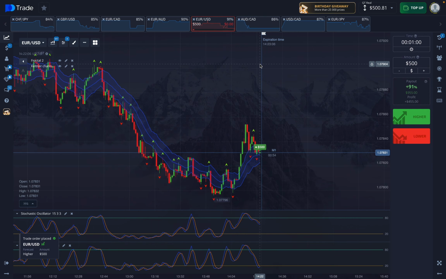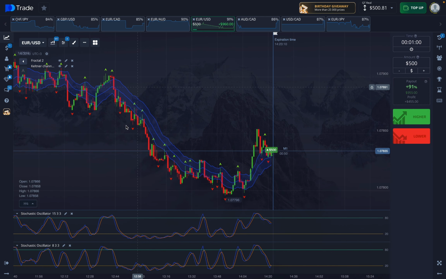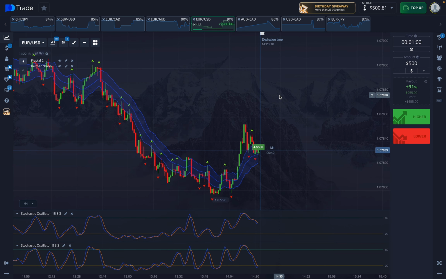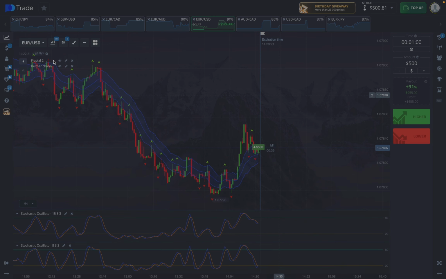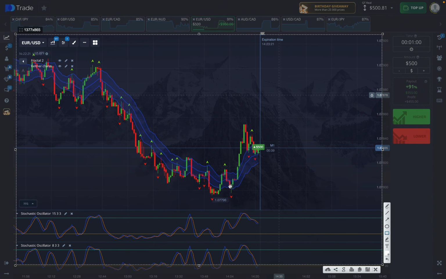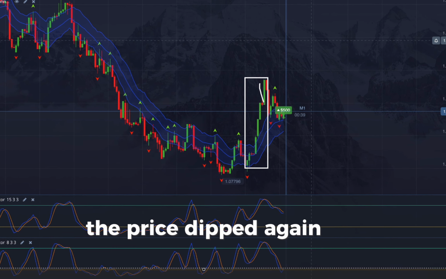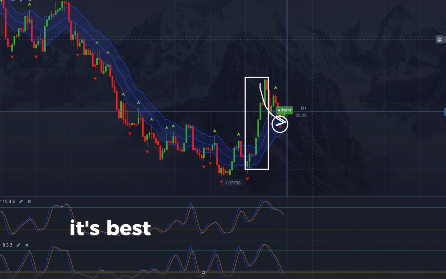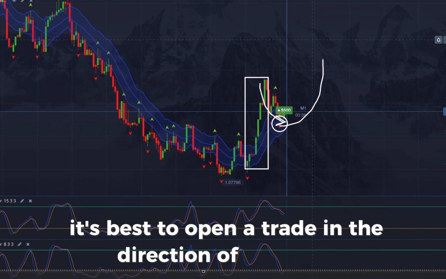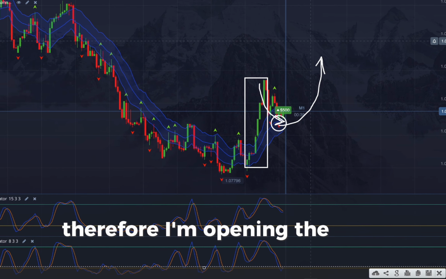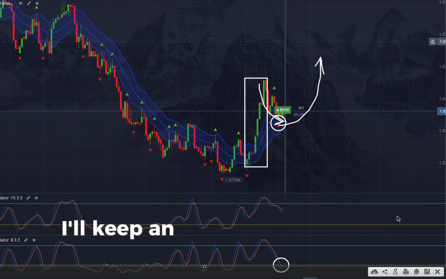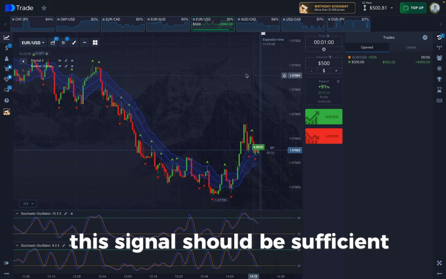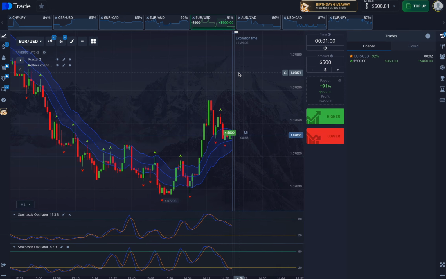Here, I want to open a trade for an upward movement. I believe that after this correction, the price will start to recover. Based on the stochastic oscillator with a period of 8, we can see that there are rising volumes. After the correction, the price dipped again and entered the inside channel, updating the local minimum. In such cases, it's best to open a trade in the direction of the trend. Therefore, I'm opening the trade for an upward move, and also, I'll keep an eye on the exit from the oversold area by one of the oscillators. This signal should be sufficient, and let's check the result of the first trade.